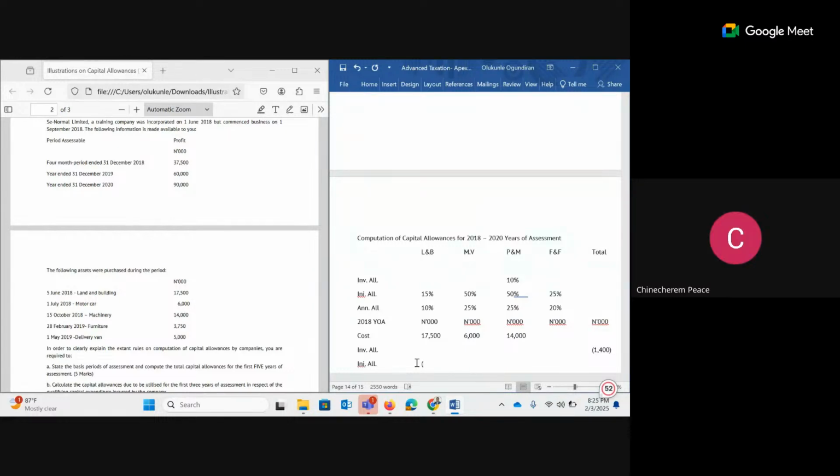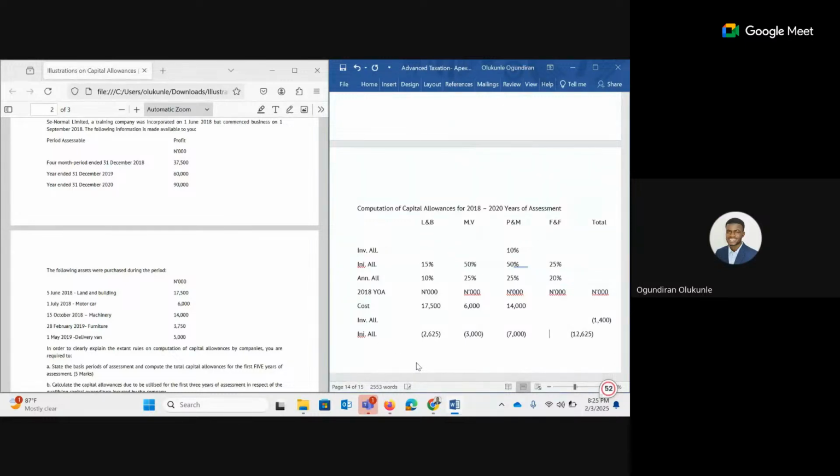2625. 2625. All right. So what's 50% of 6,000? 3,000, right? Yes. What's 50% of 14,000? 7,000. Add everything up together, what do you have? 2,625 plus 3,000 plus 7,000 is 12,625.